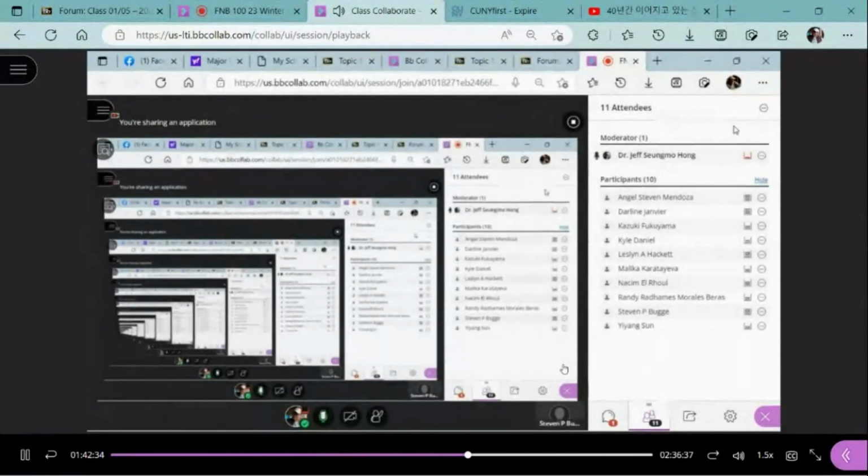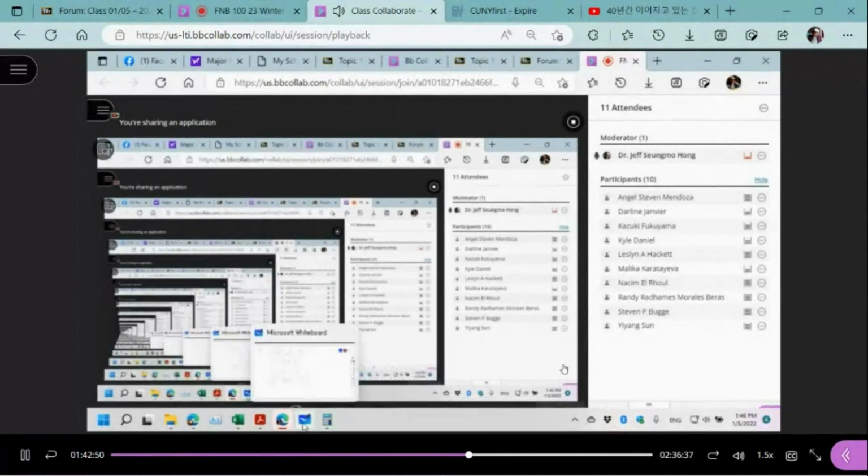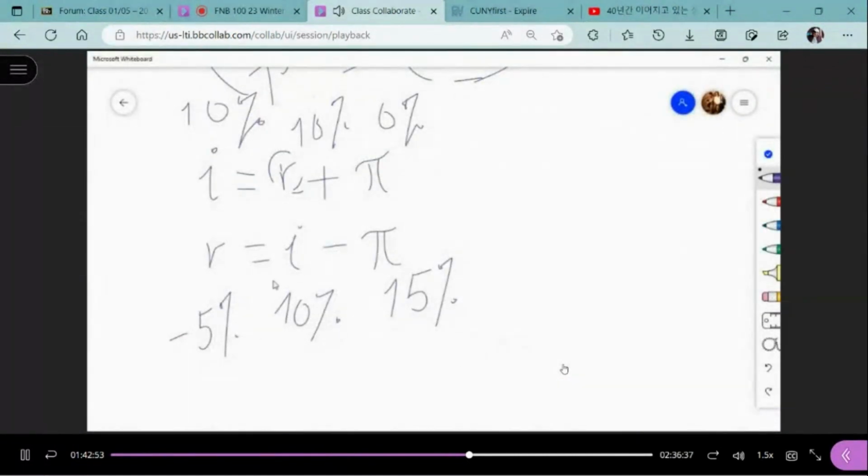But a negative real interest rate is possible. No matter whether you're a criminal or rich, or whether you're good, nice, ordinary people, a negative real interest rate can happen because of inflation. I just showed you an example. The bank pays you 10% nominal interest rate.